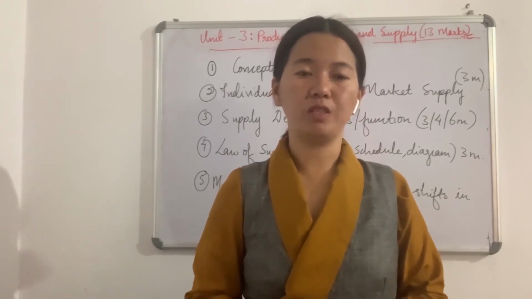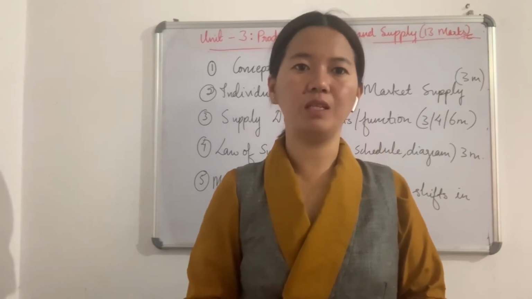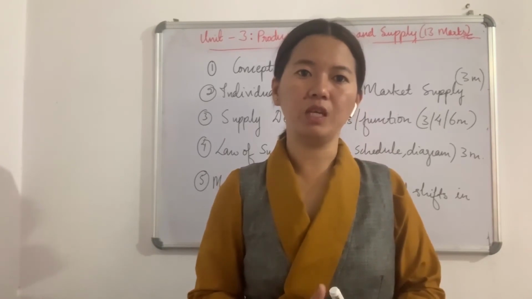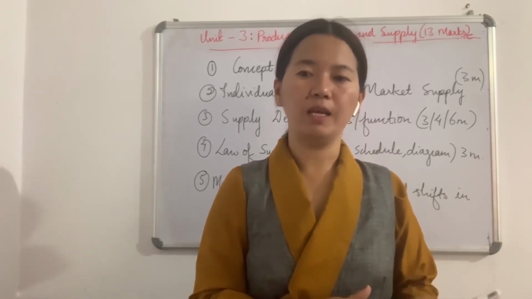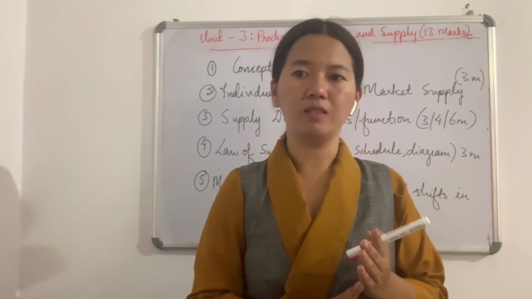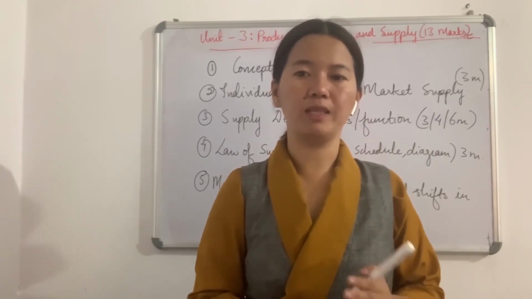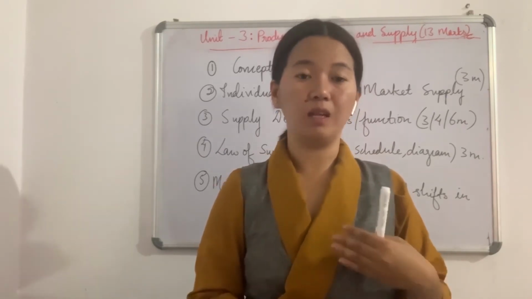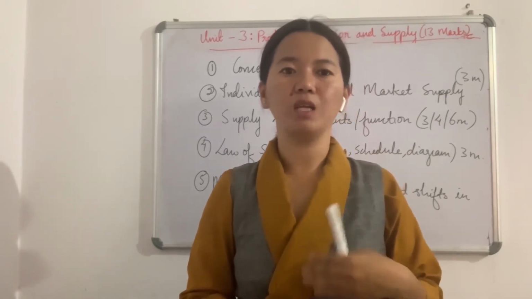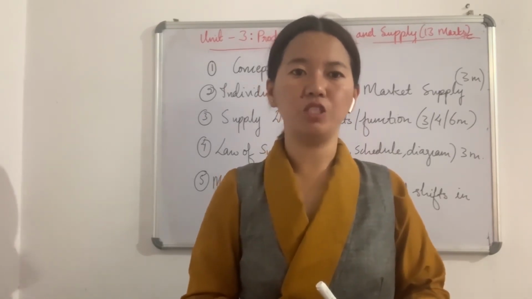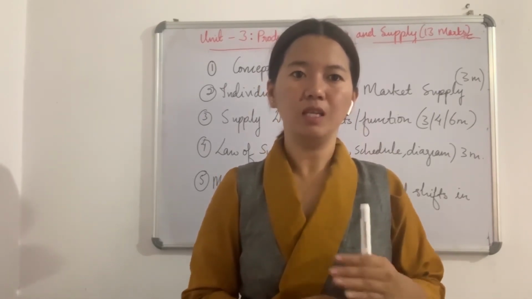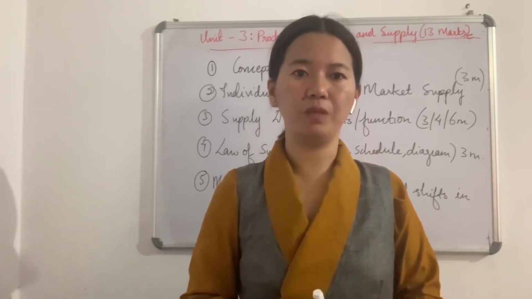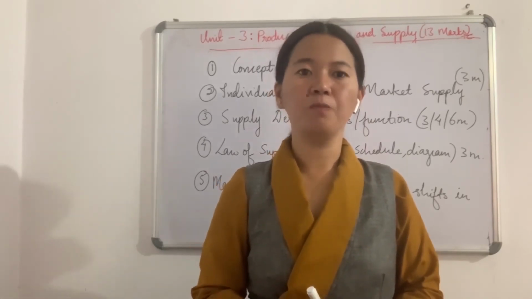So in today's session, that is the last session of the third unit, we learned the concept of supply and the various concepts included in supply, such as individual and market supply, and then the supply determinants or supply function, and then the law of supply, and also the difference between supply and stock. And the last one we learned is the movement along a supply curve and the shift in supply curve. So this is the last concept of the third unit, and in the next session we will be starting with the fourth unit, that is the forms of market.